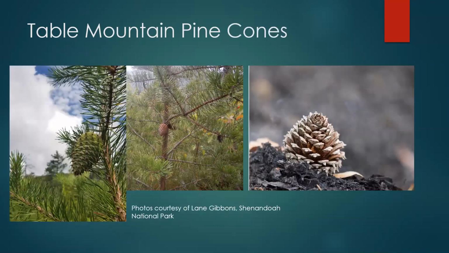This is the fruiting cone of the Table Mountain pine, and they are what are called serotinous cones. This means they usually only open after being exposed to heat, which usually comes from a fire. The photo on the left shows an immature cone, while the middle photo shows a mature one. And the photo on the right shows an open cone after a fire has moved through.